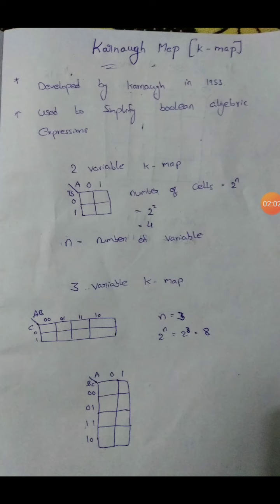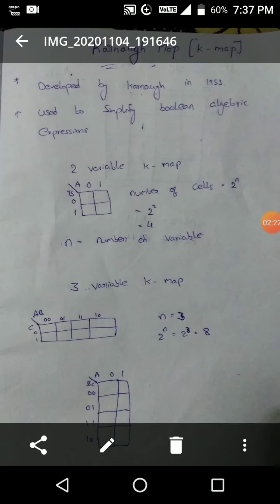There is another three variable K map structure. We represent the A variable on the row side and BC on the column side. On the column side the combinations are 0 0, 0 1, 1 1 and 1 0, and on the row side we have 0 and 1.